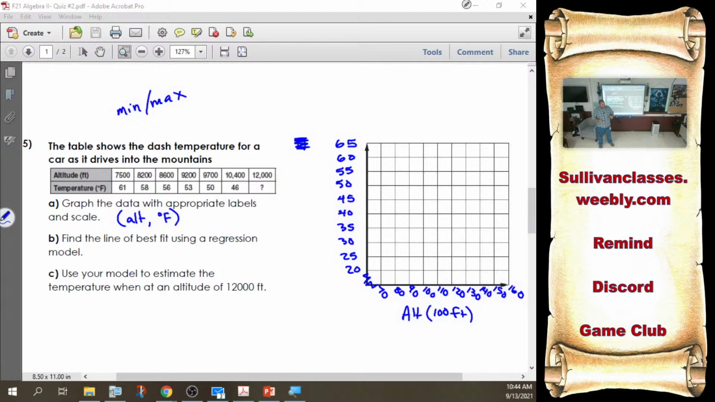You can't just change the scale. Like, you can't say 20, 25, 30, oh wait, this isn't going to work. 40, 50, 60, 70, 80. You can't just change it like that. Okay? Make sure you label on the side. This is temperature in degrees Fahrenheit. It's not enough to just put numbers on there. You can't just say numbers. Okay?